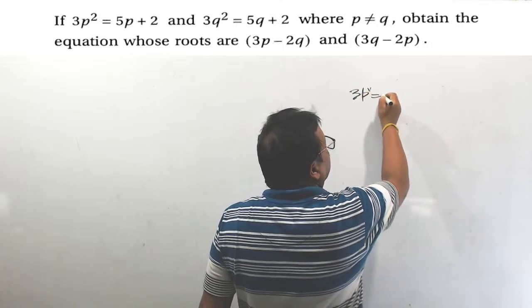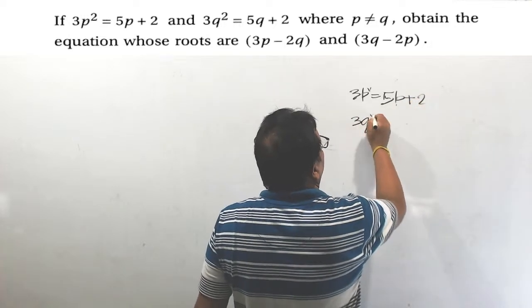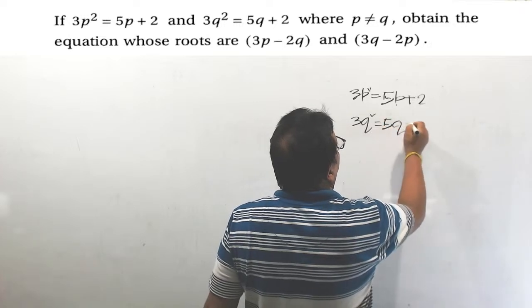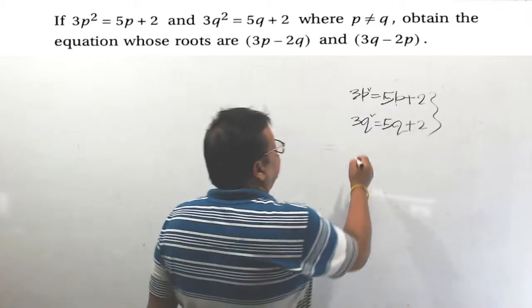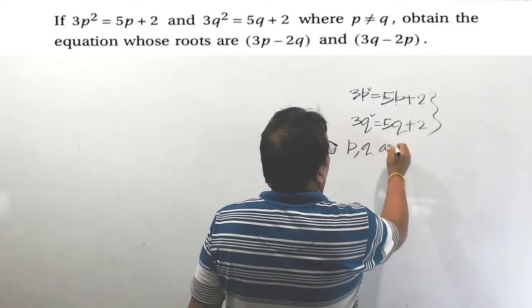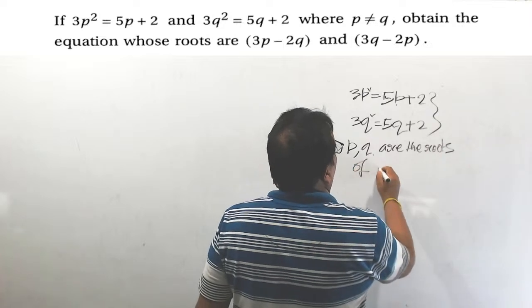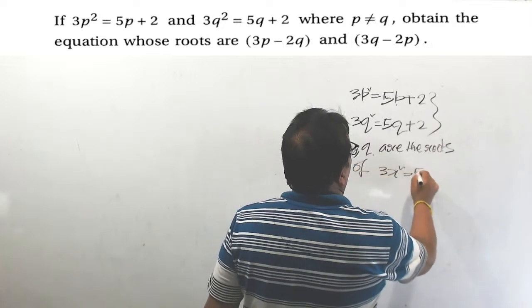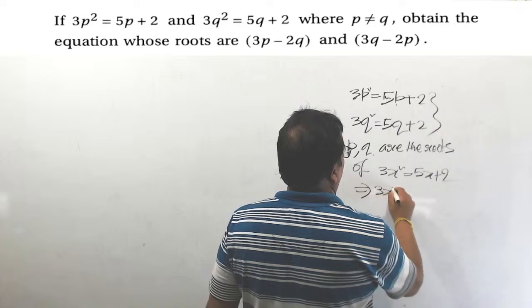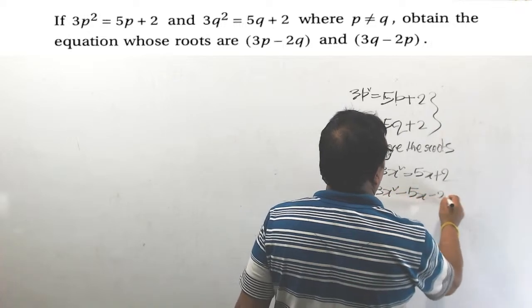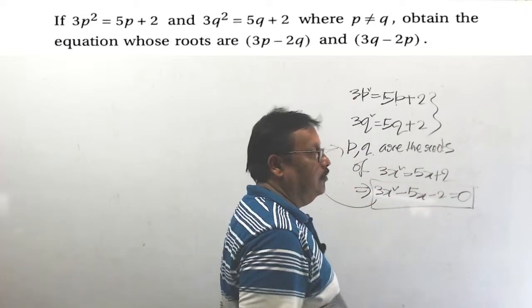Okay. What are the equations? 3p square equal to 5p plus 2. 3q square equal to 5q plus 2. These are the two equations. That means p and q are the roots of 3x square equal to 5x plus 2. Is that it? 3x square minus 5x minus 2 equals 0. This is the required quadratic equation whose roots are p and q.